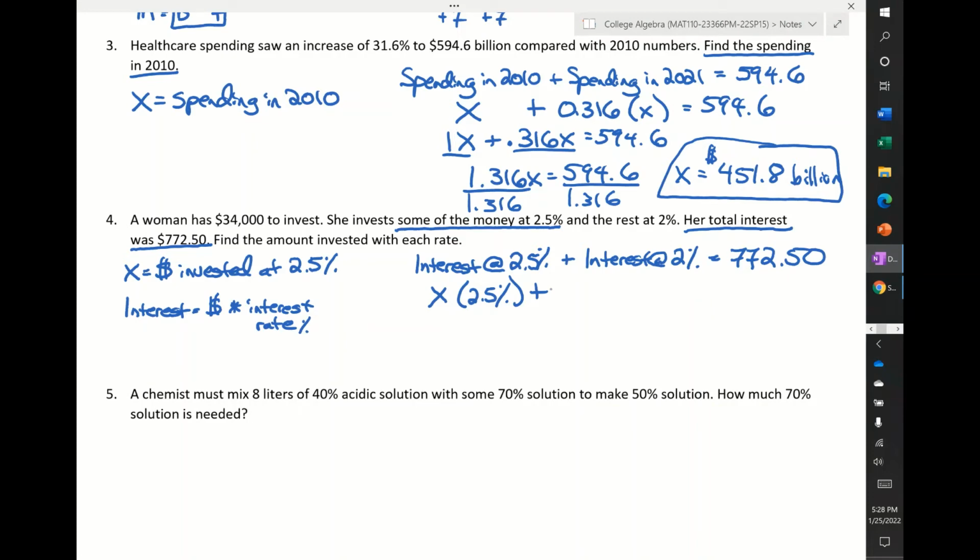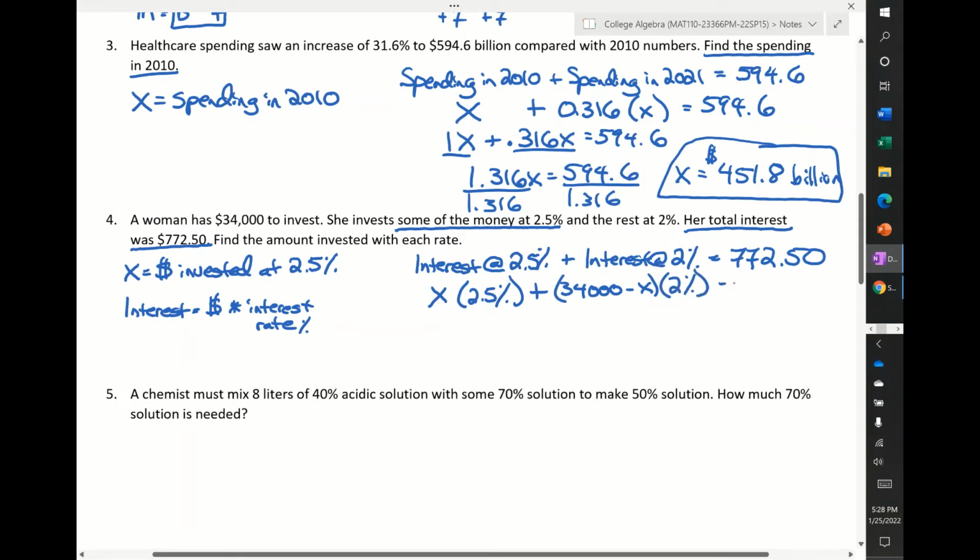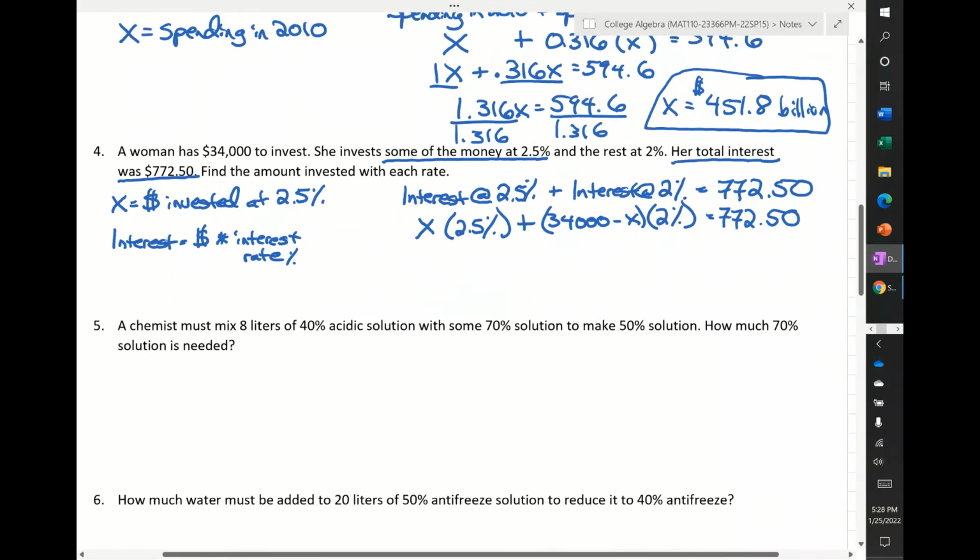What we do is we take the pot, 34,000, and we subtract whatever's already invested. So in this case, we take $34,000, subtract X from it, and then multiply by 2%. And that's equal to 772.50. The hard part for this is coming up with those equations. Let's go ahead and solve it now.